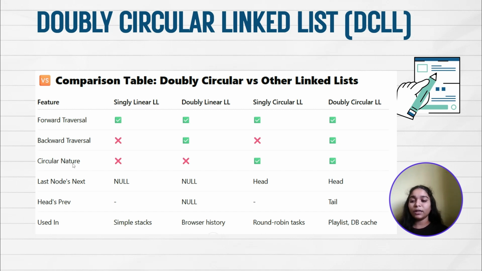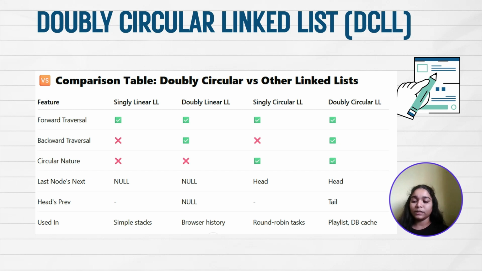Then third feature is the circular nature. So singly circular and doubly circular have the circular nature, as the name says itself. Then last node's next. If you remember, in singly linear and doubly linear, means in linear linked list, last node is null. And in circular linked list, last node points to head, means tail is connected to head. So in this way, last node is connected to head. And head's previous. Previous is for the doubly part. So previous is null in the doubly linear linked list, and in circular it points to the tail.